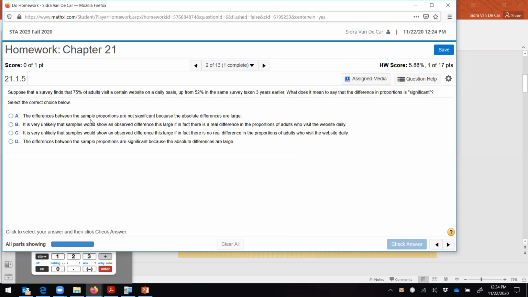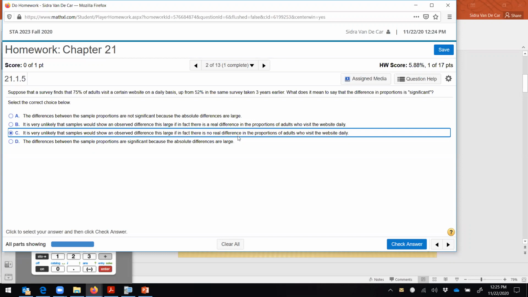Okay, the differences between the sample proportions are not, we're trying to say that the difference in the proportions is significant, so I'm not sure why they threw that first sentence in there. It is very unlikely that samples would show an observed difference this large if in fact there is a real difference in the proportion of adults who visit the website daily. That's not quite phrased right, but almost there. It is very unlikely that samples would show an observed difference this large if in fact there is no real difference in the proportion of adults who visit.